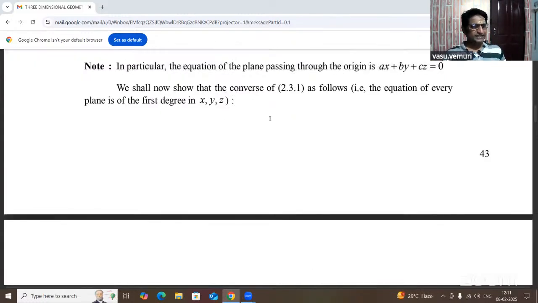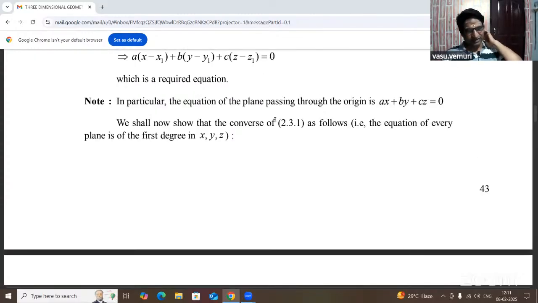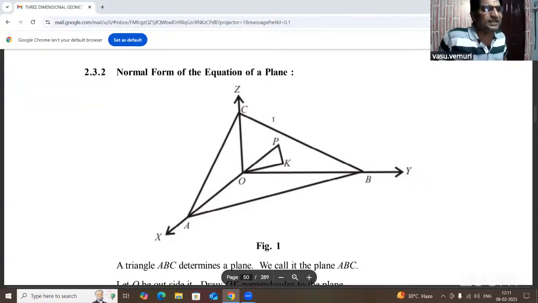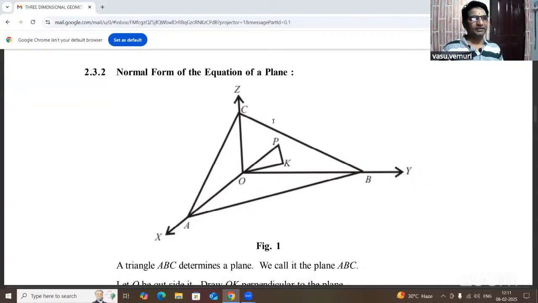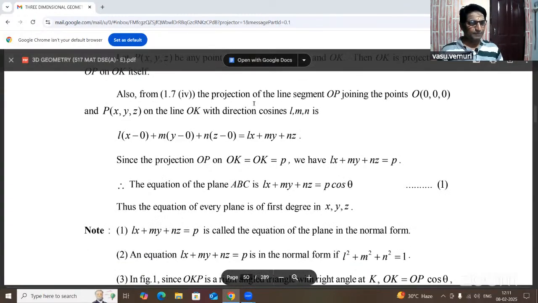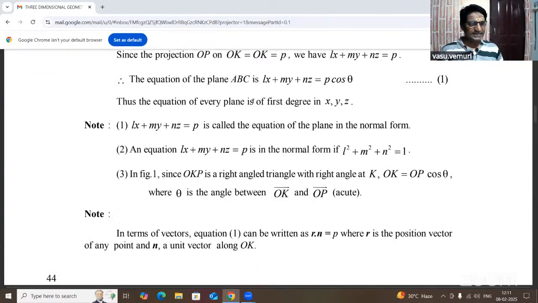Okay, one point is given. Now the converse: the equation of every plane is of the first degree in x, y, z. So what is the normal form of the equation of a plane? Very important concept. What is the normal form? lx + my + nz = p.